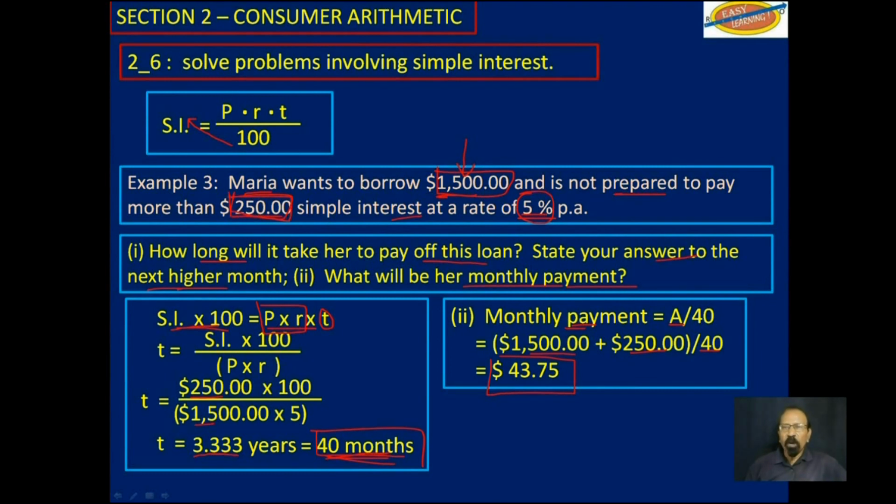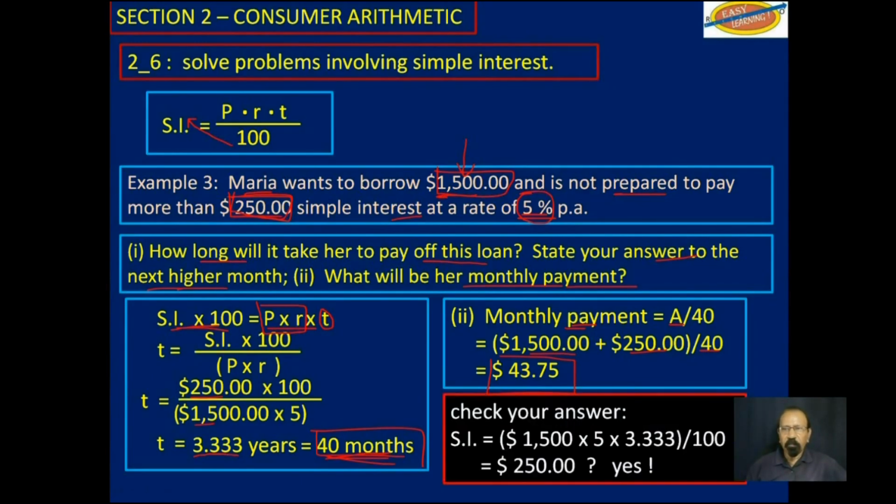All right. Now, one of the things you need to learn is to verify your answer if you can. So let's check our answer. Let's do a little reverse engineering. Let us say that we want to calculate the simple interest. We know the principal, we know the rate, we know the time. Now, what do we get? Do we get back 250? Yes. So we know that this 40 months is correct.